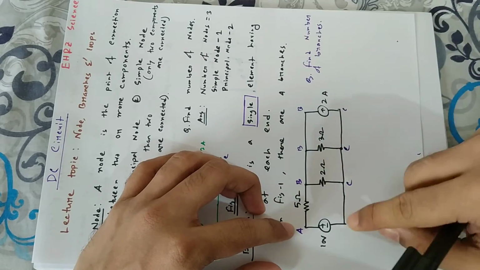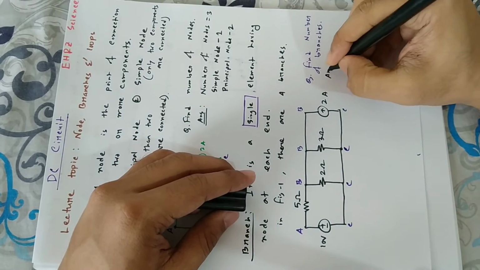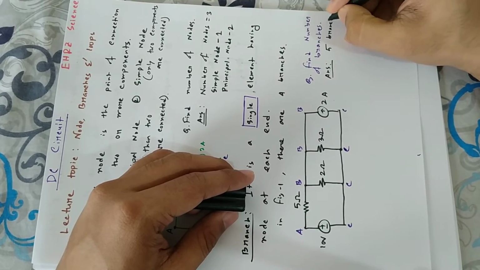So how many branches are there? Number 1, 2, 3, 4 and 5. So the answer is there are 5 branches. Okay, students.